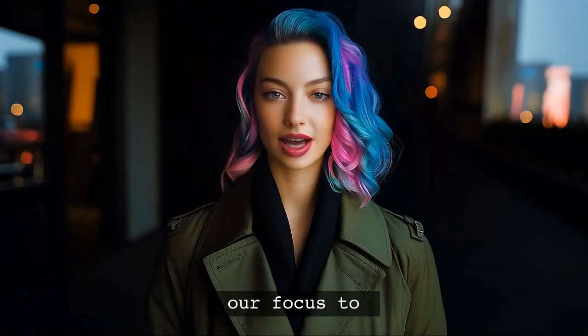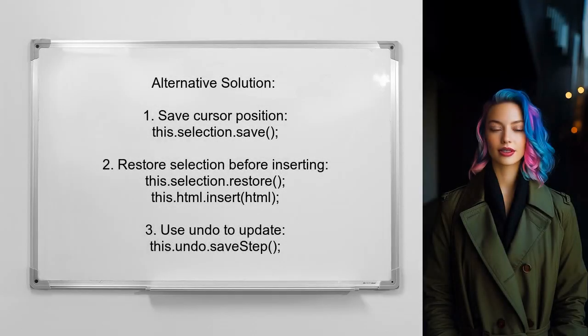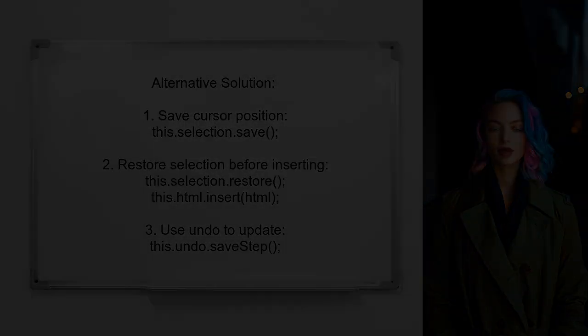Now, let's shift our focus to a different response. An alternative solution for inserting content at the caret position in Froala Editor involves saving the cursor position before opening a custom modal. The user suggests using the selection.save method to save the position, then restoring it before inserting the HTML. This ensures the content is placed correctly.